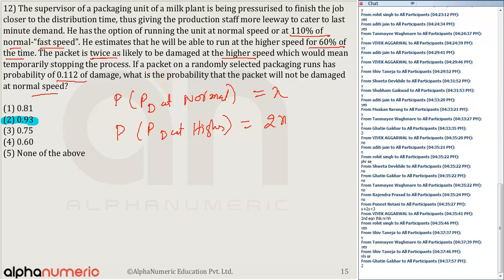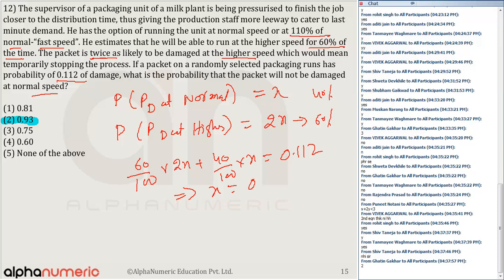ठीक है, so x and 2x. And it also says that the machine runs at higher speed for 60% of the time. तो 60% higher speed पे work करती है और 40% x पे work करती है. So मेरा आंसर आ जाएगा 60%, that means 60 by 100 into 2x plus 40 by 100 into x, and this total probability is given 0.112. Solve this, you'll get the value of x as 0.07.